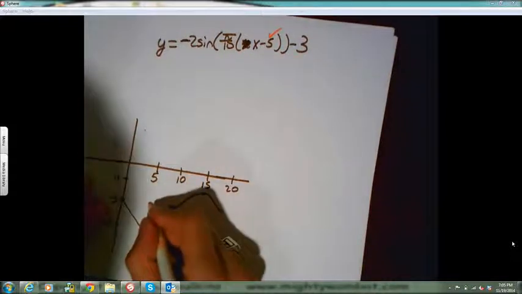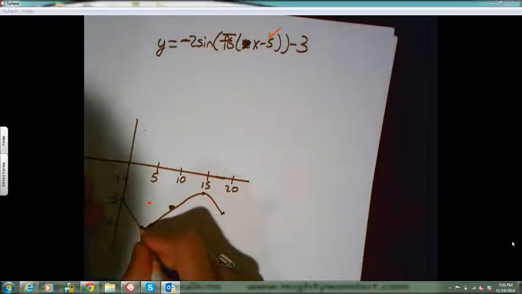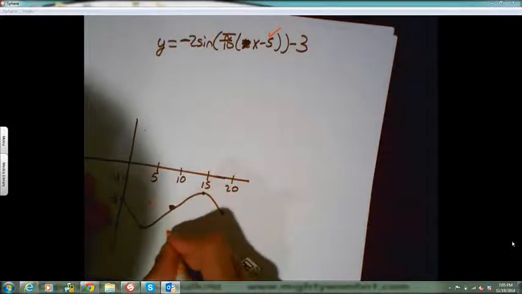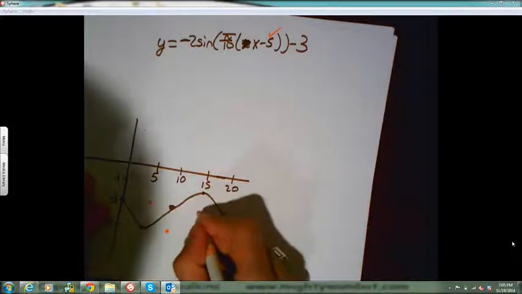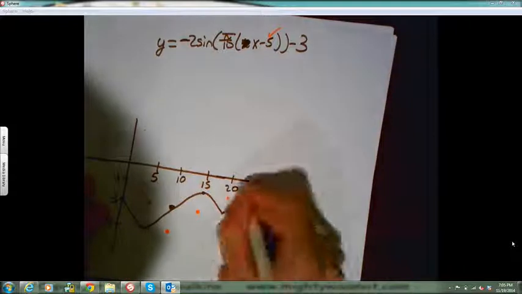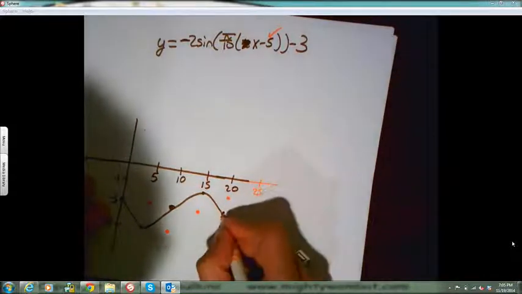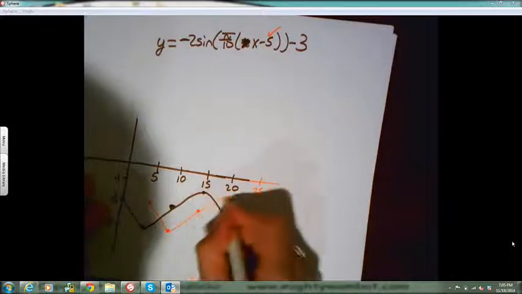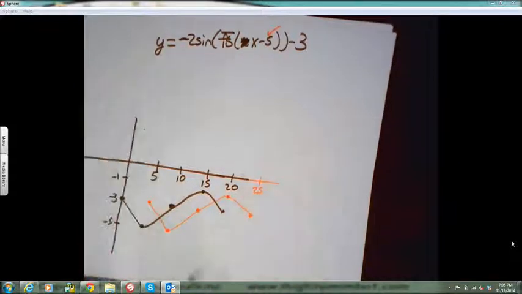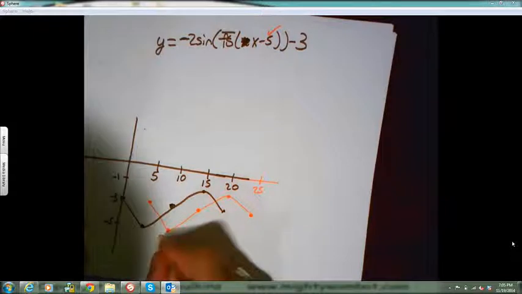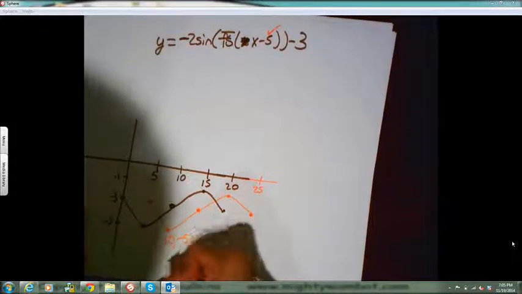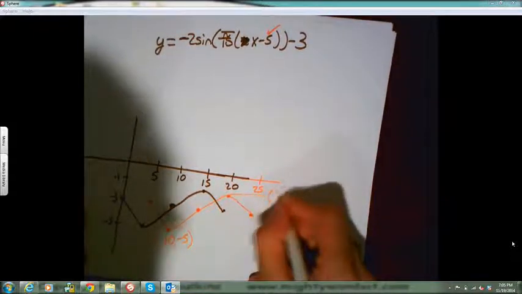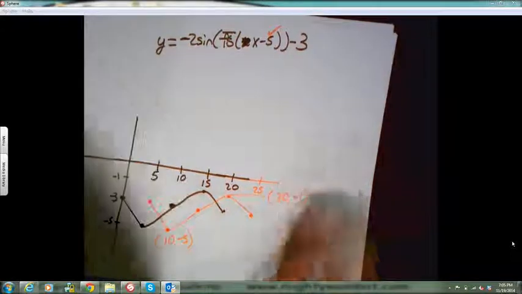The 5, negative 5 moves over here to 10. The 10 moves over here to 15. The 15 moves over here to 20. And the 20 moves over here to 25. Down, up, down. There you have it. Label the minimum point as 10, negative 5. Label the maximum as 20, negative 1. And there we have it.